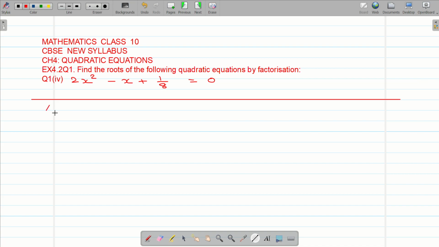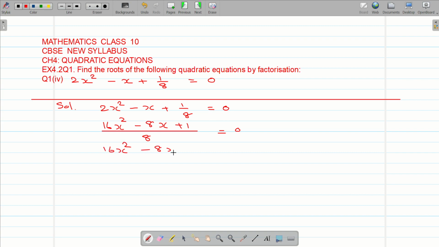Fourth part, 2x squared minus x plus 1 by 8 is equal to 0. We can simplify it a little bit, taking 8 as the common denominator of the left hand side. 16x squared minus 8x plus 1 upon 8 is equal to 0. While cross multiplying, it is going to be 16x squared minus 8x plus 1 is equal to 0.